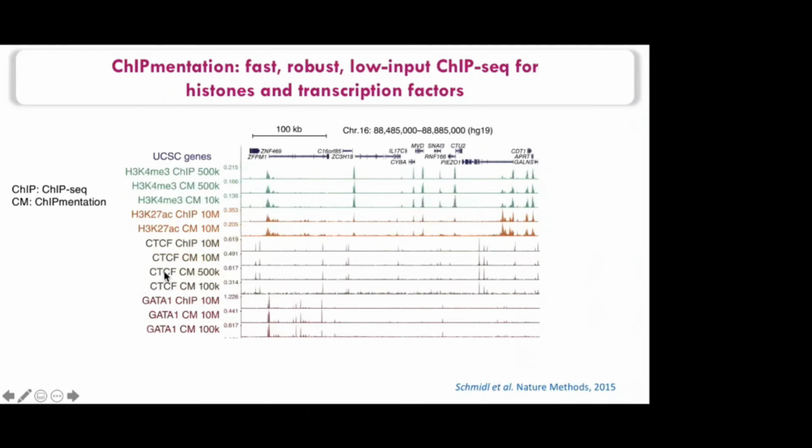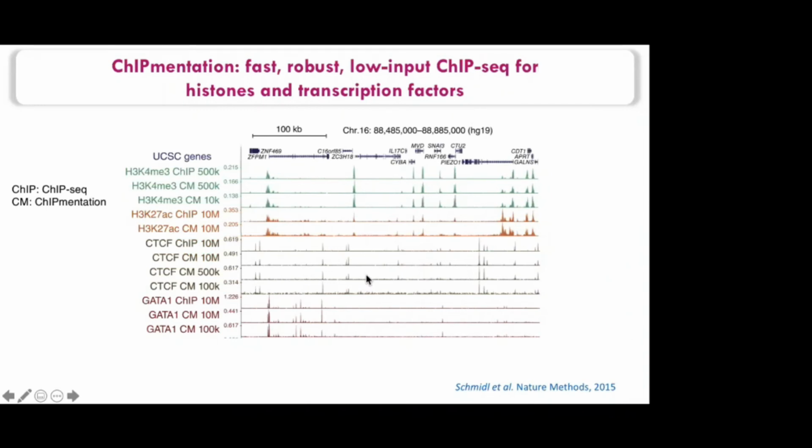Same is true for transcription factors. Although with transcription factors, you need more input cells. So in this case, 100,000 cells compared to 10 million cells with the traditional ChIP-seq. So just with 100,000 cells, you can identify all the CTCF binding sites in this particular example shown here.